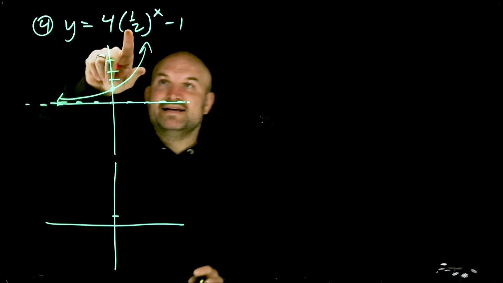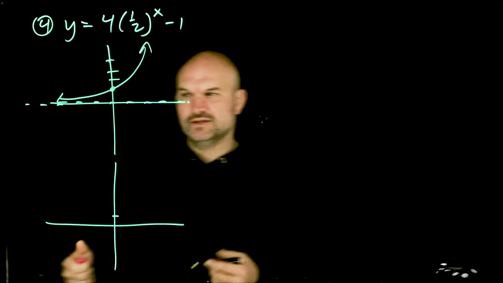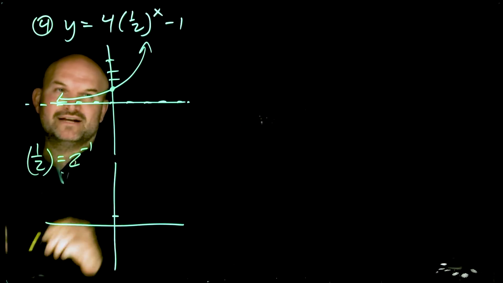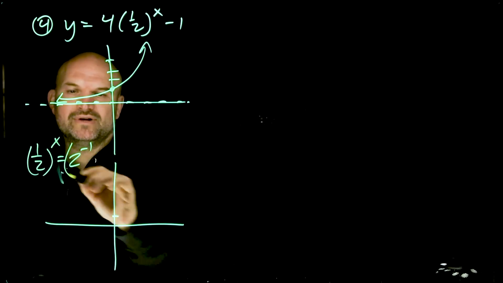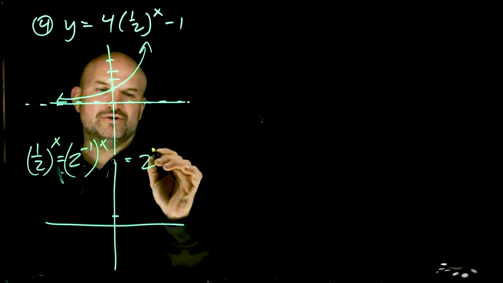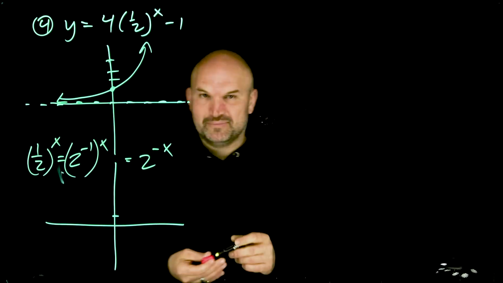So we have that. And then here we have a base which is a fraction. Now remember, there's a couple different ways we can look at this. I can rewrite 1/2 as 2 to the negative first power. So technically, if I have (1/2)^x, I can rewrite that as 2 to the negative x. Now students will be like, aha, I got a transformation. But here's the cool thing, guys.